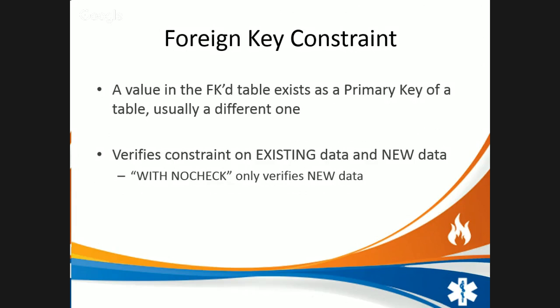If you add the WITH NOCHECK option, it won't scan both the tables. It will create that foreign key primary key relationship, and all new values going into the foreign key, that secondary table, will have to have a matching primary key. So that allows you to create a foreign key relationship and then go back and fix your data.